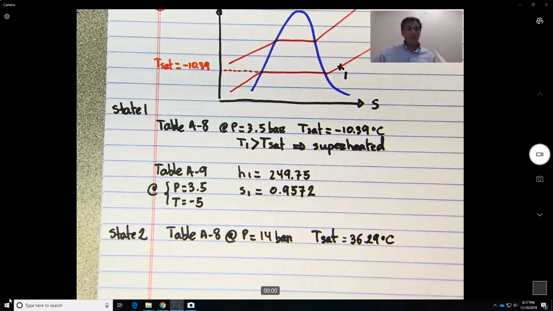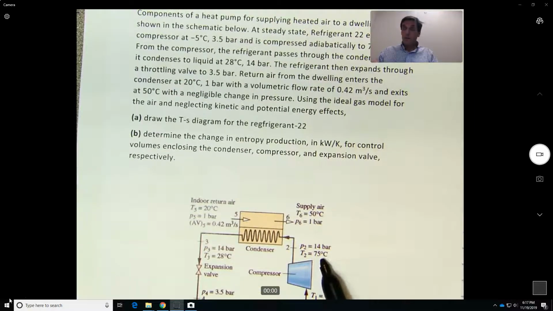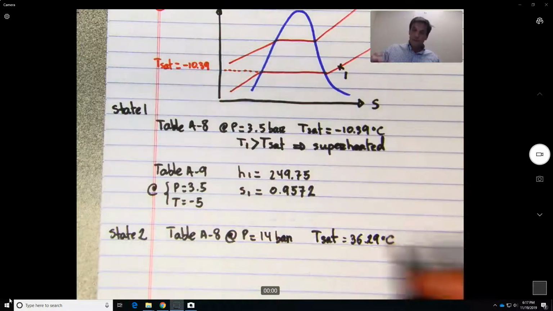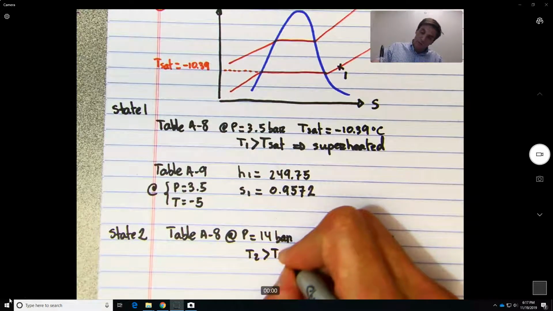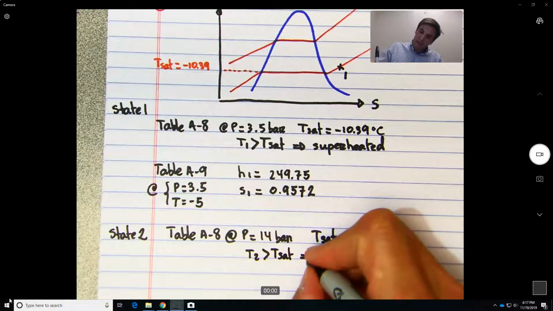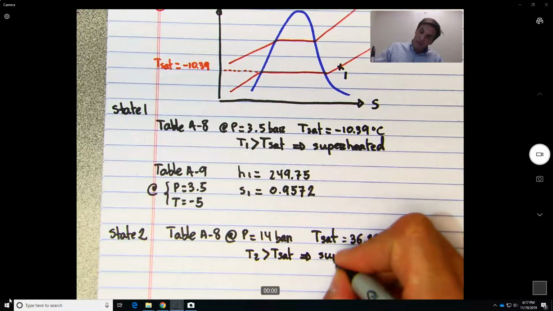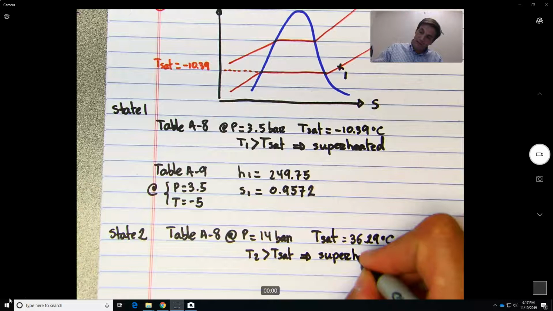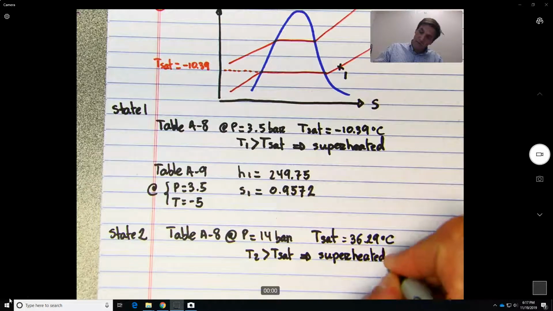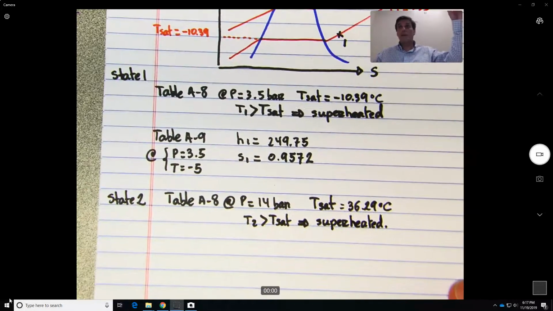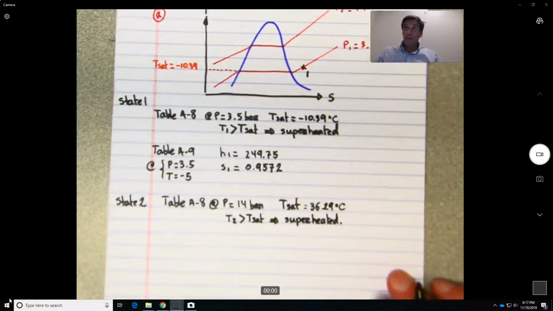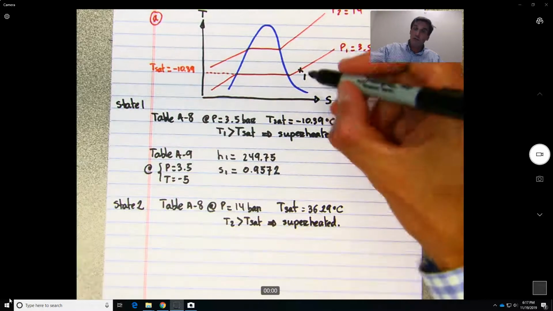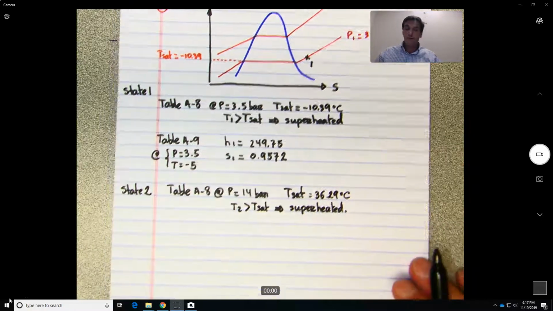Celsius. And what is T2? 75. So T2 is higher than T saturation. So what does that mean? That we are still in the superheated area. Okay, now let's find out if we are going to the right or to the left of the one.